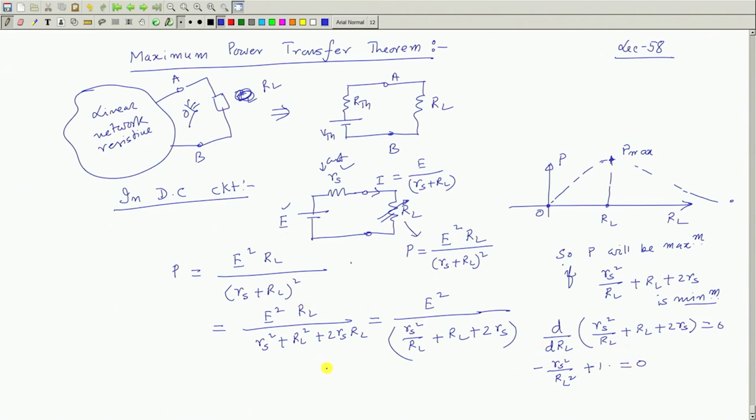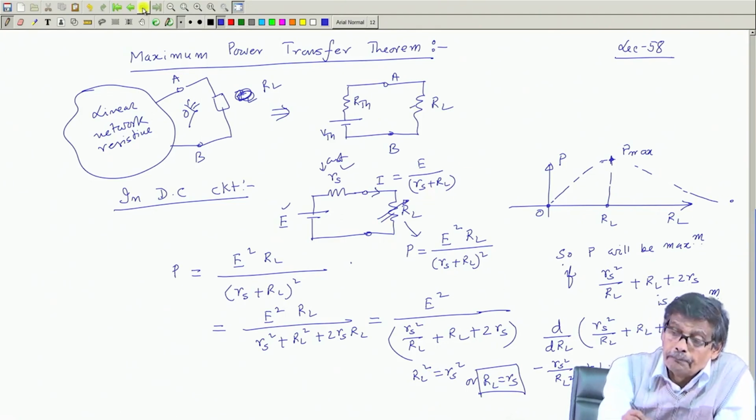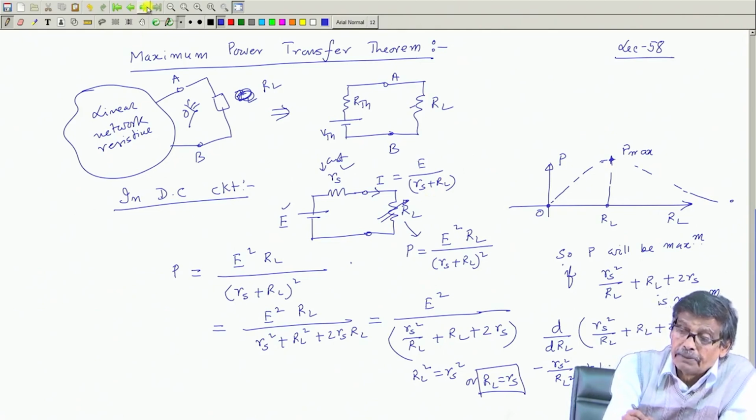So, from this I conclude that R_L square is equal to R_S square, or R_L is equal to R_S, knowing fully well that this R_L will be a positive number. So, this will guarantee the minimum numerator, denominator means maximum power, and one can calculate the second derivative and verify that really it is minimum or not. I am not going into that. Therefore, we conclude that if you vary R_L, maximum power will be delivered for a battery.